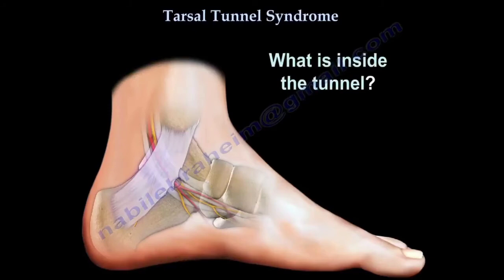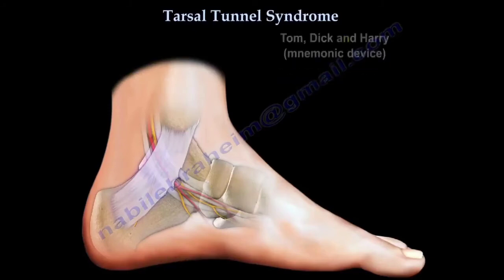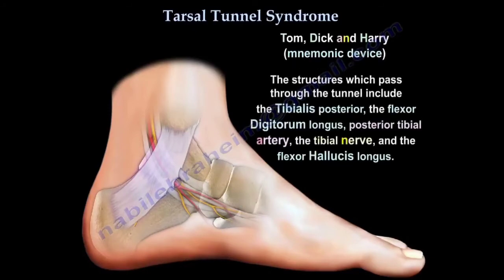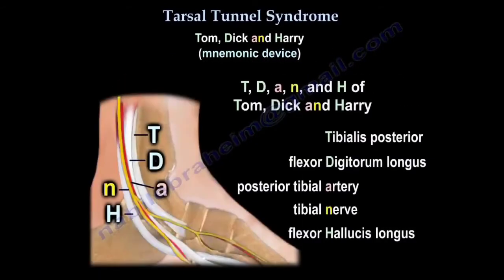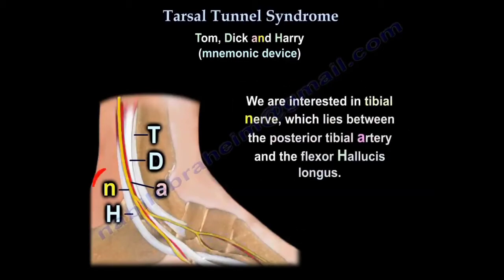So what is inside the tunnel? The structures which pass through the tunnel include Tom, Dick, and Harry. It is the tibialis posterior, the flexor digitorum longus, the posterior tibial artery and the tibial nerve, and the flexor hallucis longus. We are interested in the tibial nerve, which lies between the posterior tibial artery and the flexor hallucis longus.